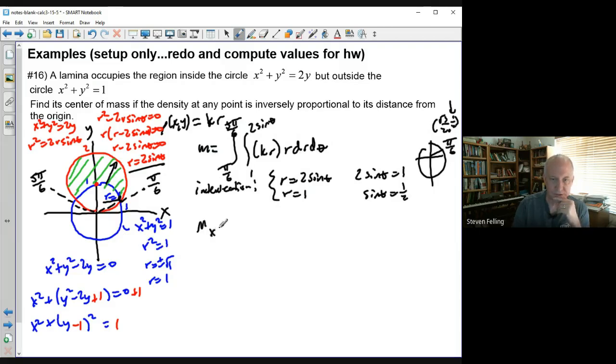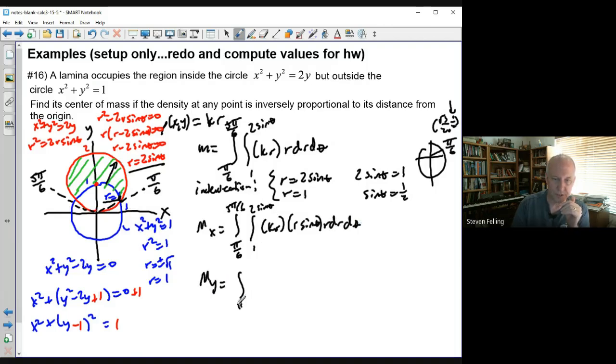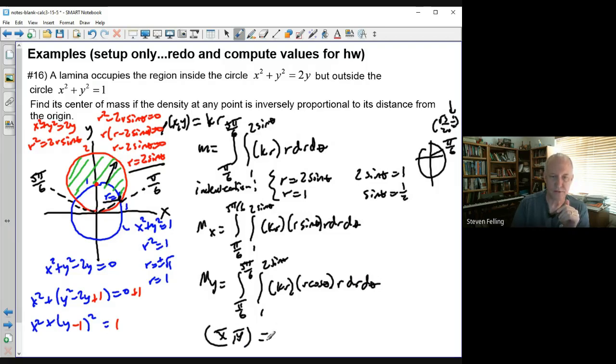To find mx, we would have the same integral, π/6 to 5π/6, radius from 1 to 2 sin θ, kr, but we have to have the extra y. And so the extra y is r sin θ with r dr dθ. And then my would be from π/6 to 5π/6, 1 to 2 sin θ. There's the density, but now we want the x, so r cos θ, r dr dθ. And then the center of mass would be my over m and mx over m.